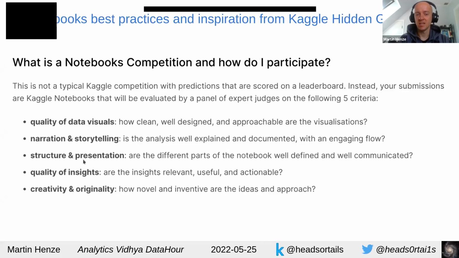Because you can make a notebook very confusing, but you can also make it very clear as to what the different parts of it are and what they are aiming for. And of course, quality of insights, right? There should be something important in there.